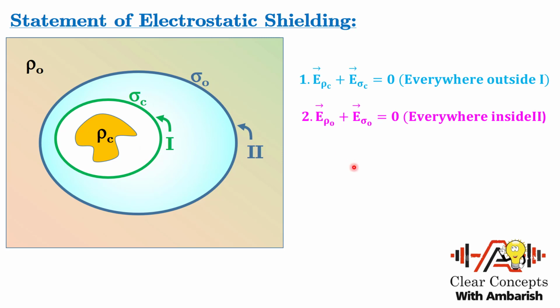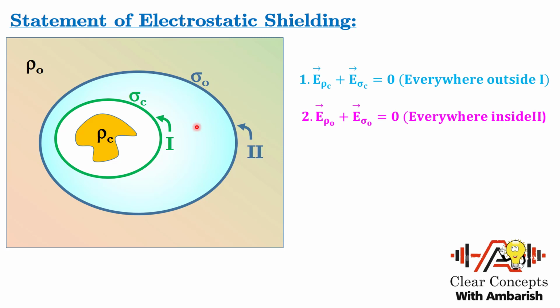Now obviously the field in the metal is 0, but that's not the complete statement of shielding. Of course the metal field is 0, but the shielding statement is more powerful than that. It doesn't just say that the field in the metal matrix is 0. It says that it is 0 separately due to two pairs. Due to sigma naught and rho naught, it is separately 0 in this region, and due to sigma c and rho c, again it is separately 0 in this metal matrix. So please keep that in mind. The shielding statement should be crystal clear in your mind. It is a very important concept from the IIT point of view.